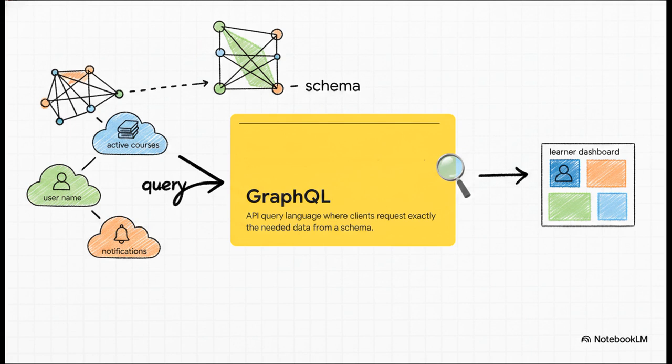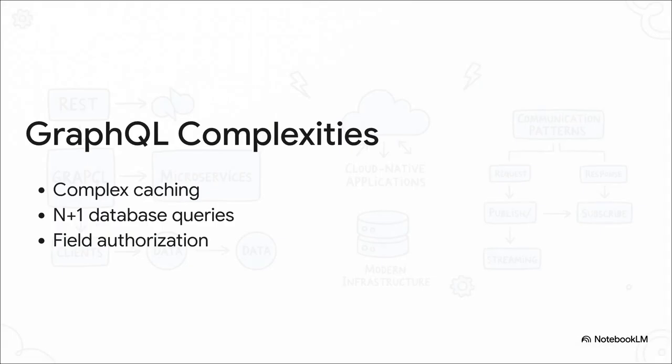And the server, it returns exactly that. Literally nothing more, nothing less. So going back to that learner dashboard we just talked about, well now, it can ask for a user's name, their active courses, and their unread notifications all bundled up in one single, precise request. I mean, that is a massive, game-changing win for front-end development speed. But as we know, there's no such thing as a free lunch.